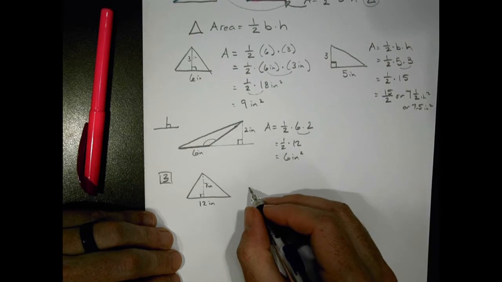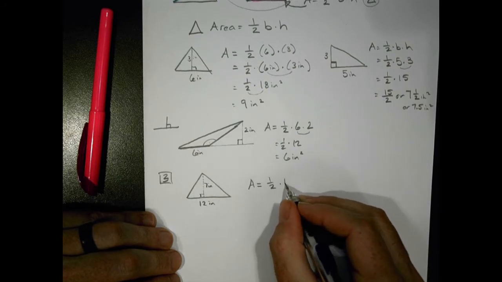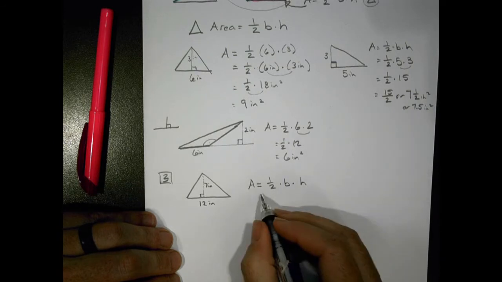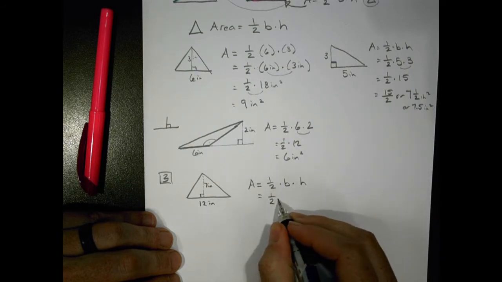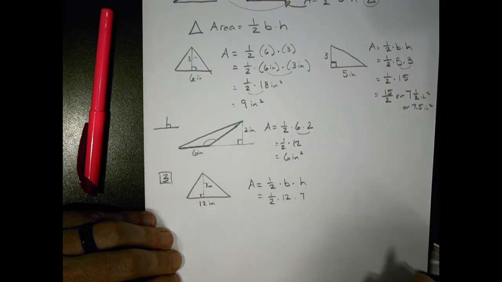Okay, so to find the answer here, we would say that the area equals 1/2 times the base times the height. And in our case, we keep the half. The base is equal to 12. The height is equal to 7.